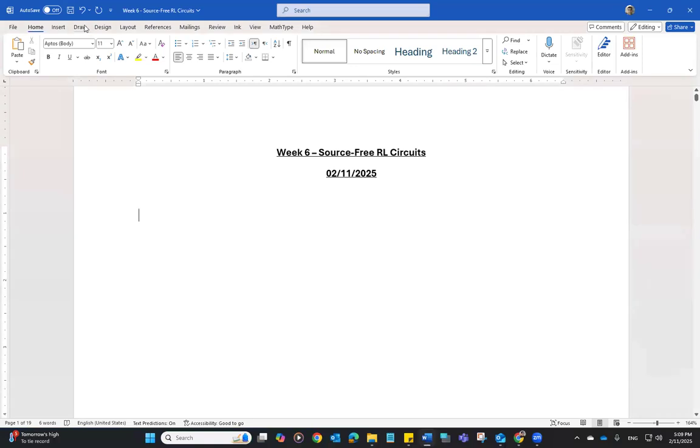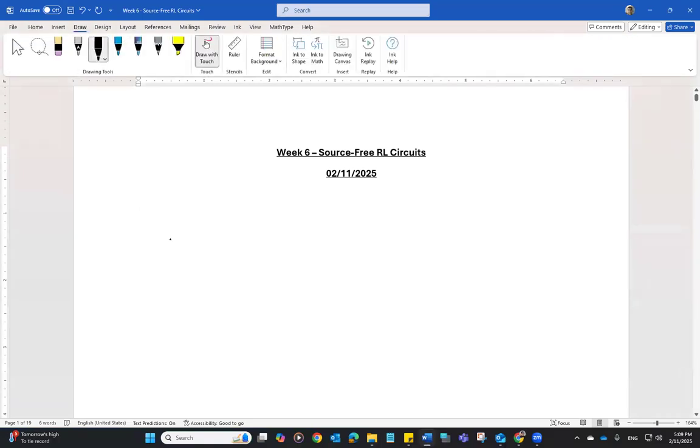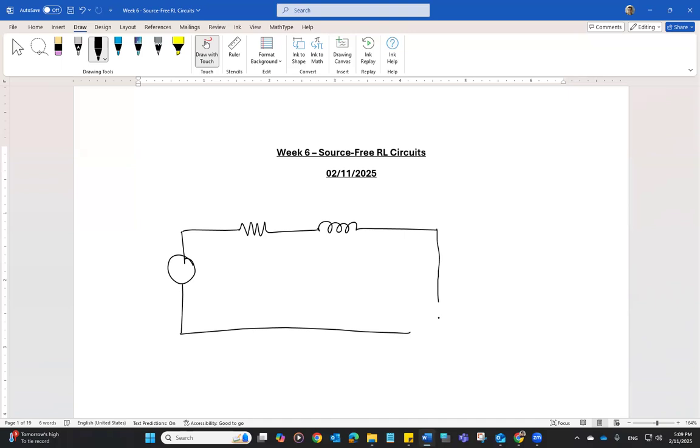So we are going to start with the derivation of the inductor current in a source-free RL circuit. So let's assume, and I'm going to take the simplest case right now, that we have one resistor and one inductor, and I have a unit step function.